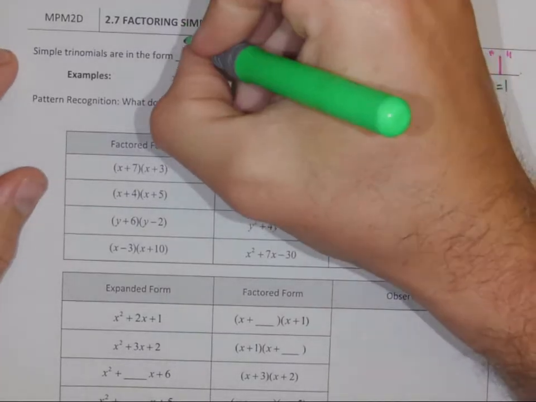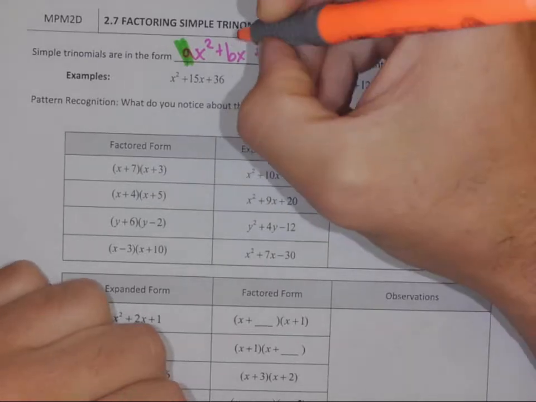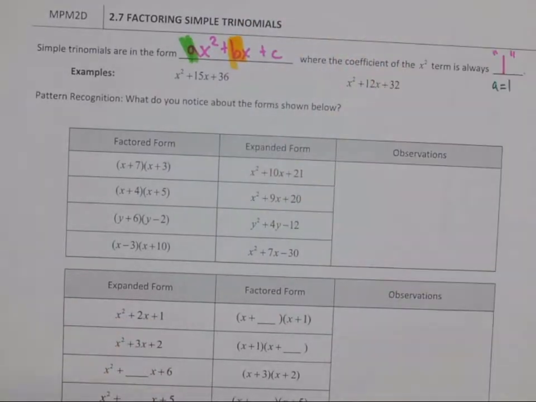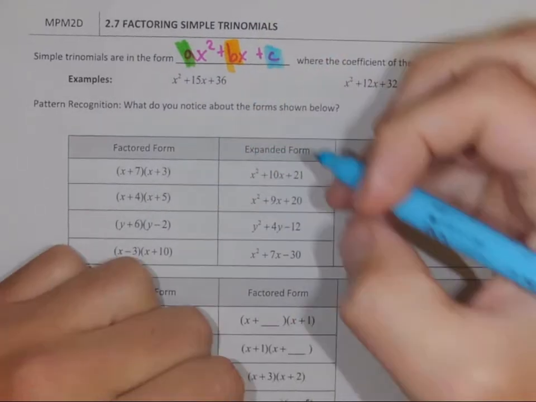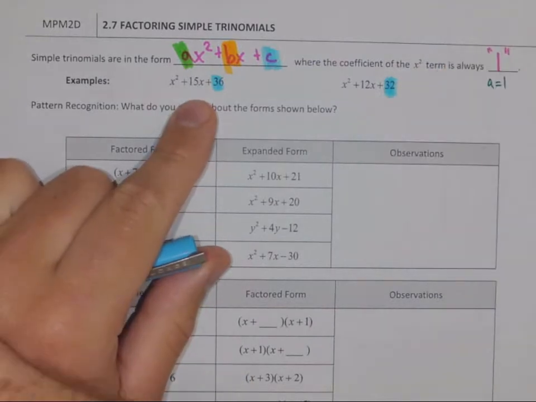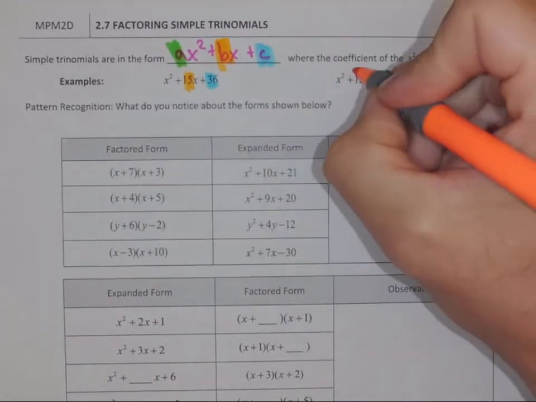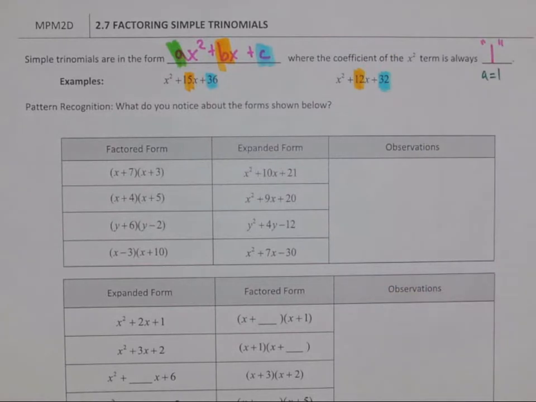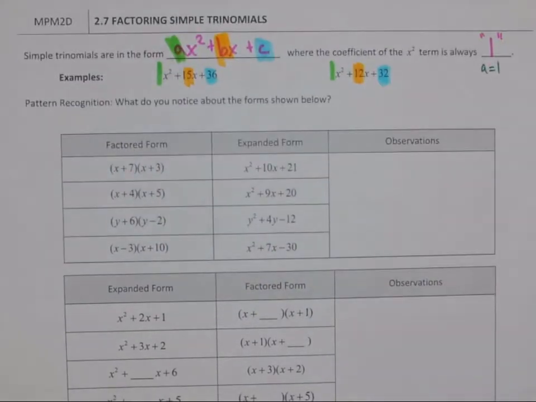A, B, and C are just numbers. They are coefficients, they represent numbers. So examples: x squared plus 15x plus 36, or x squared plus 12x plus 32. So again, a simple trinomial, the a value, or the coefficient in front of the x squared, is 1.